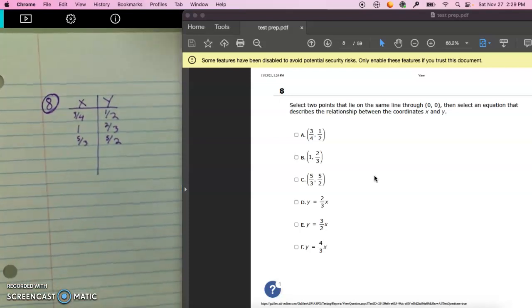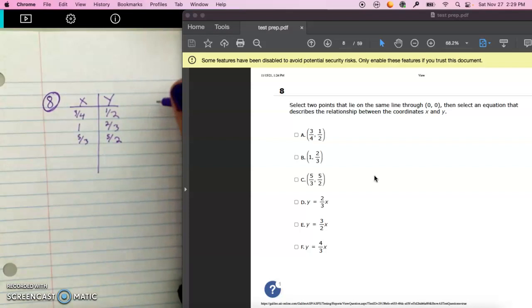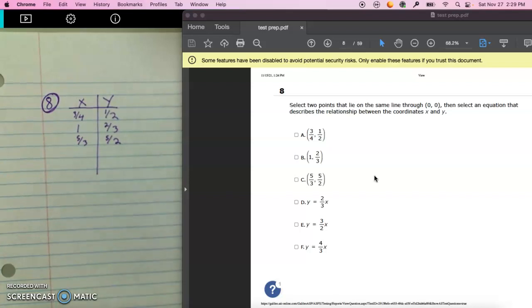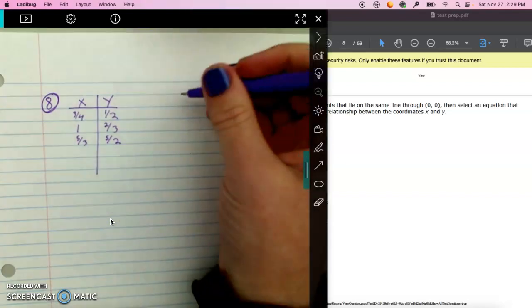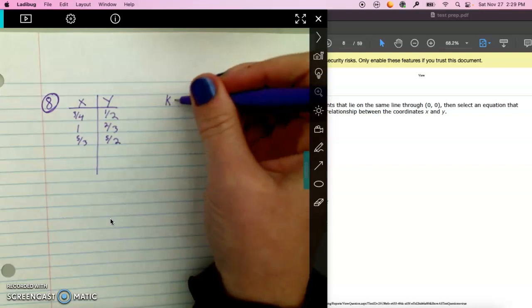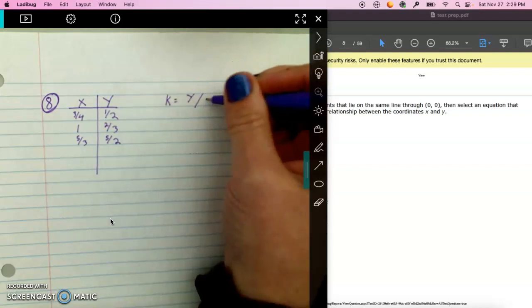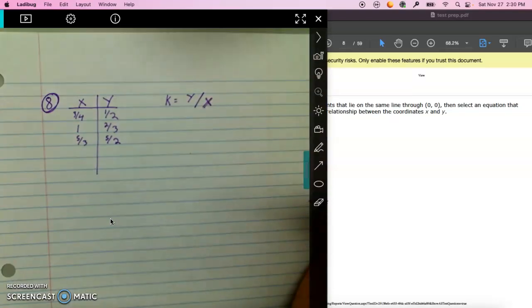What we need to do is go through and check for a constant of proportionality. They told us that 2 of these points are going to be on the same line. That means that 2 of them will have the same constant, and 1 will not. So we're going to go ahead and do that. I'm going to be using our good old formula, y divided by x, and we're going to need to divide a lot of fractions. Remember, keep, change, flip. Go.